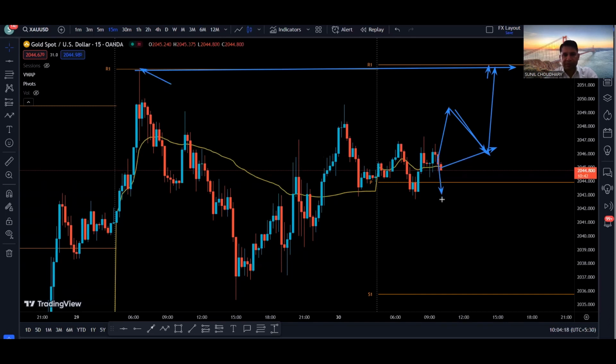But somehow if we break this pivot, as you can see, we have support and this pivot line.